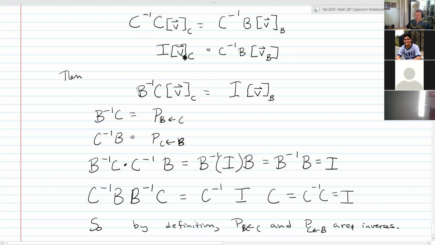Take note if you missed that on your last exam. What we do is we take the two matrices, P, C into B and P, B into C, and we multiply them on each side, and if they end up with the identity in both cases, that means they are inverses of each other. So now we've got a proof that they are in fact inverses.